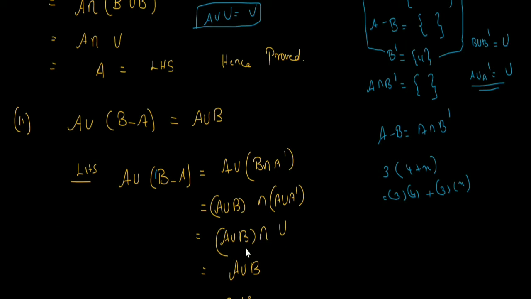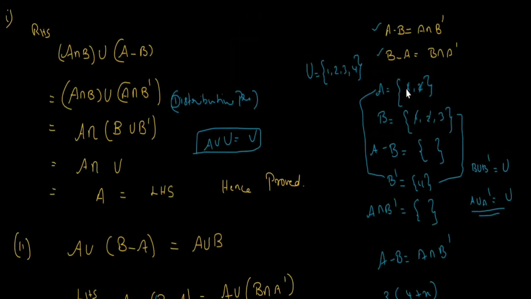Now A union B intersection universal. A union B is a small set. Universal set is a superset. I told you when you find the intersection, you write the small set because that set will have the common elements. So A union B intersection the universal set will give you A union B as the answer because this is a small set. Isn't it? See, you take here A union B. What is A union B here?